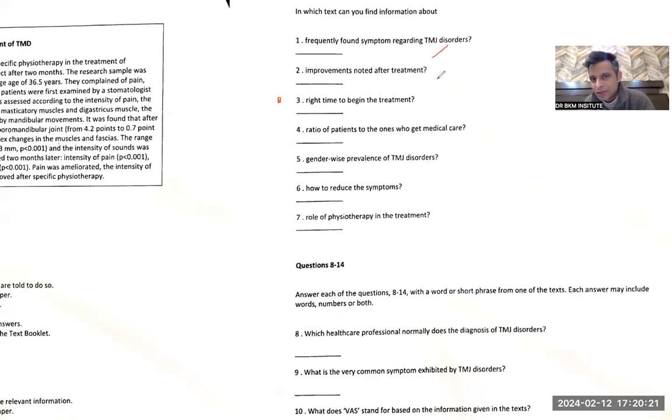But I'm sure about this. I am almost sure about this. And this ratio is given in the part A, last line.